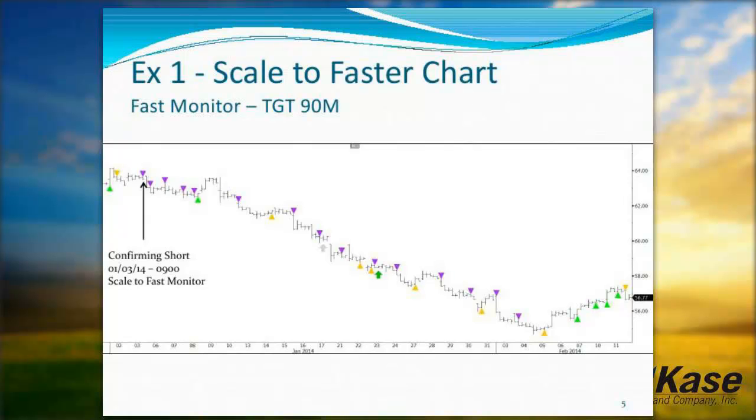And when we do, which this one takes place on January 3rd, so the next day at 9 o'clock, when we get that signal on the 90-minute chart, at that point we now have permission to scale to the longer bar length. So at that time, we're going to scale our trade up to the 90-minute chart, or whatever our normal, or excuse me, our faster monitor chart is. So that middle time frame.